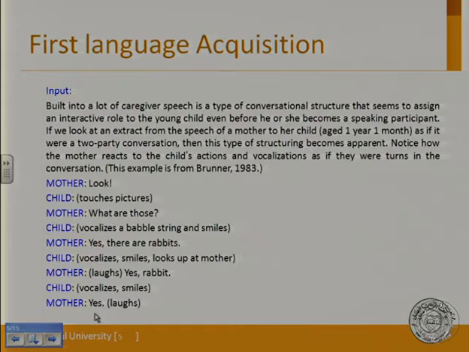Mother says, look, and here she points at something, a picture. A child touches the picture. Mother says, what are those? The child vocalizes, just b, and smiles. Mother again says, there are rabbits. The child vocalizes, smiles, and looks up at mother. Mother laughs. Yes, rabbit. And again, the child repeats the same action, vocalizes, smiles, b, and then the mother says yes, and she laughs.